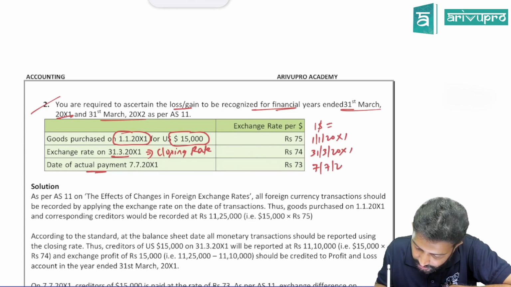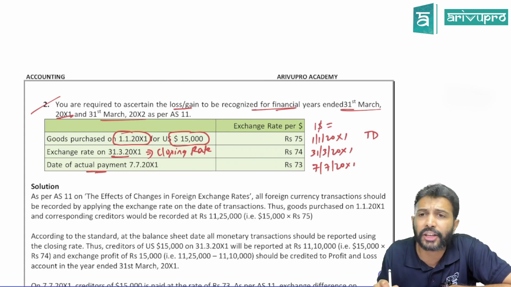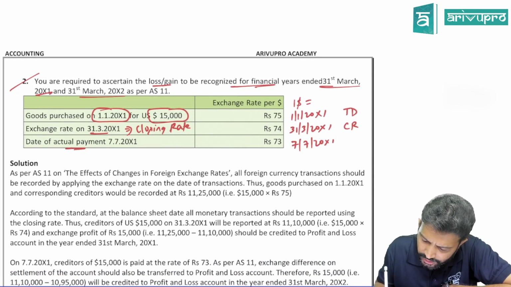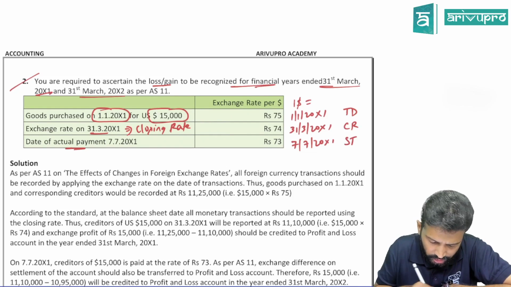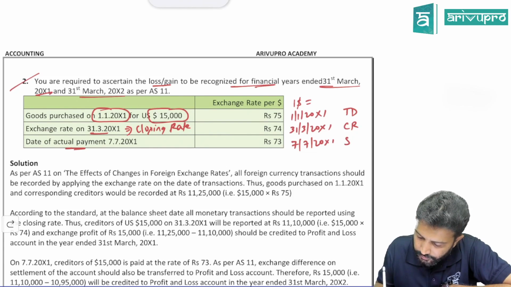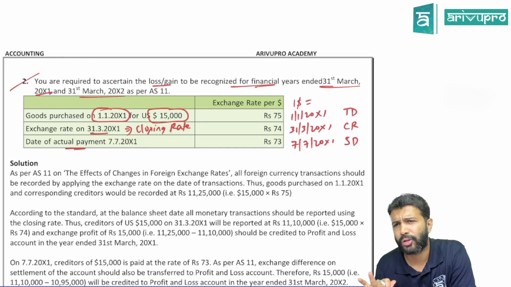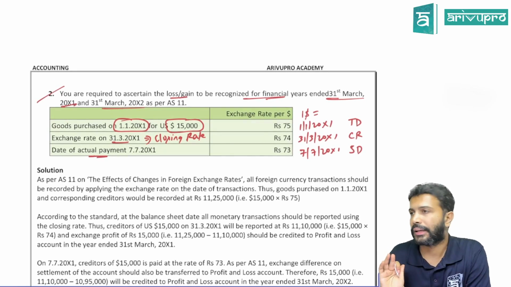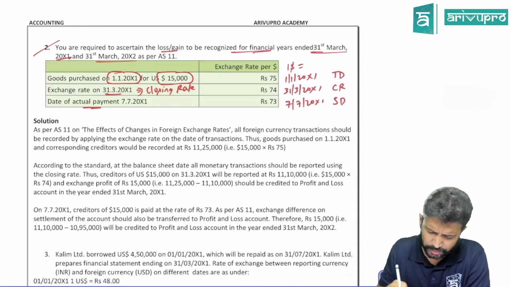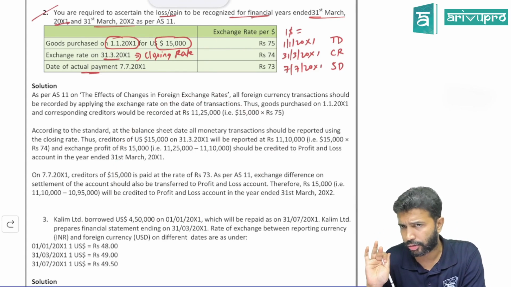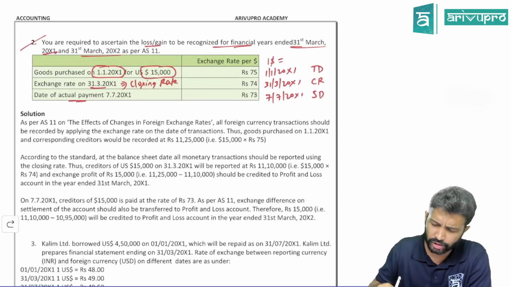So the first is your transaction date spot rate. 31st March is your closing rate. 7th July is your settlement date spot rate. Can I say like that? Same example I had also taken. That's all, nothing else. Can we go ahead and pass the journal entry? They've expressed it in words. I'll give you in words also, I'll give you in journal entry also. You choose. Maybe you can answer like this only in exam. That's fine.